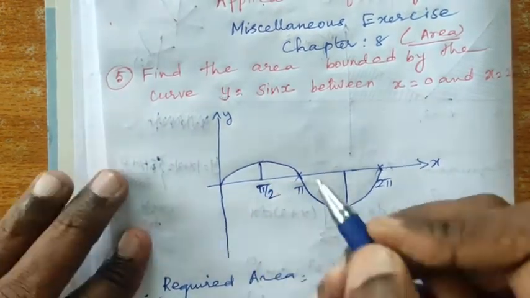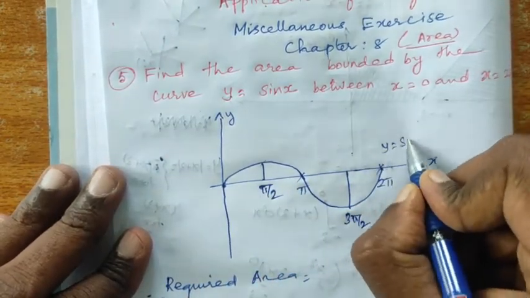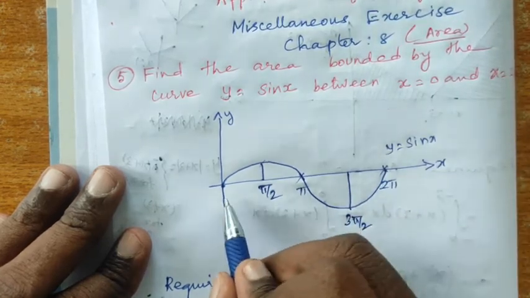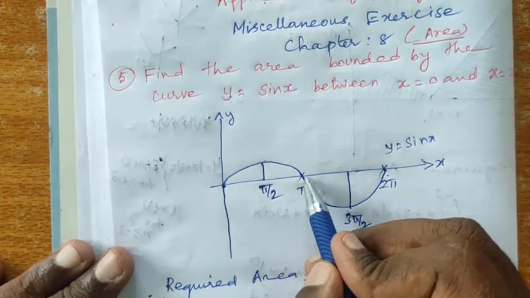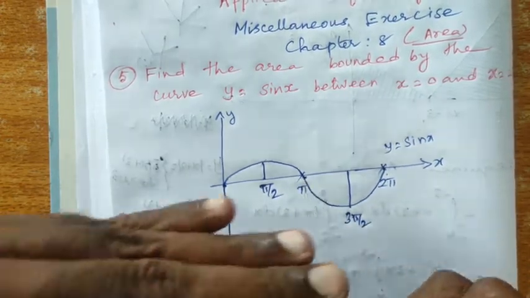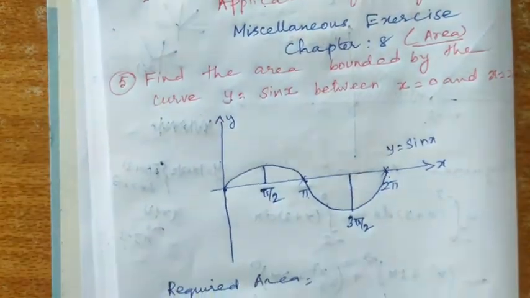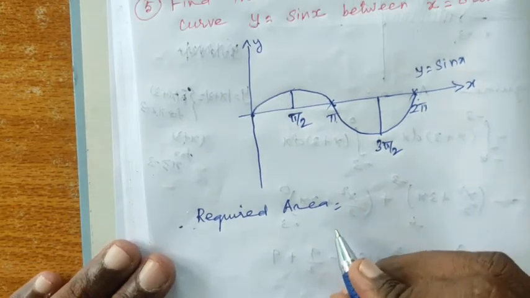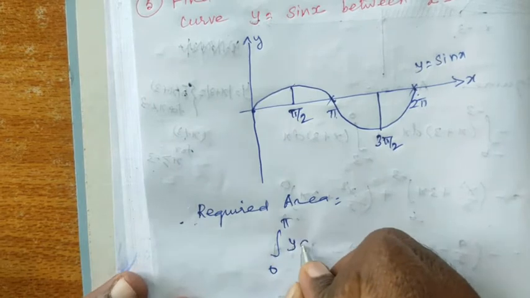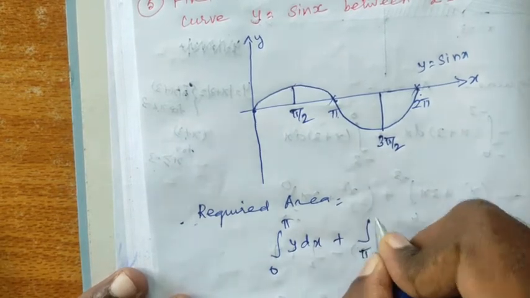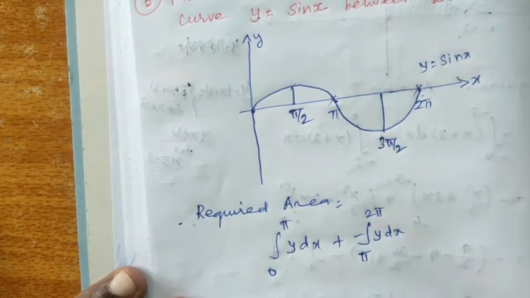Now we have to find the area of the curve y equal to sin x from x equal to 0 to 2 pi. From 0 to 2 pi we have two parts. In 0 to pi the curve lies above the x-axis, and from pi to 2 pi the curve lies below the x-axis. So the required area is equal to integration 0 to pi y dx plus integration pi to 2 pi minus y dx, because the curve lies below the x-axis.